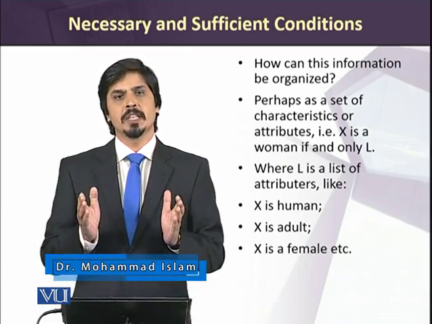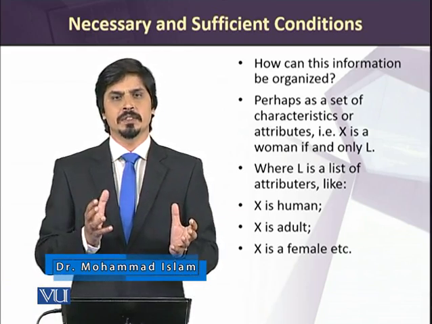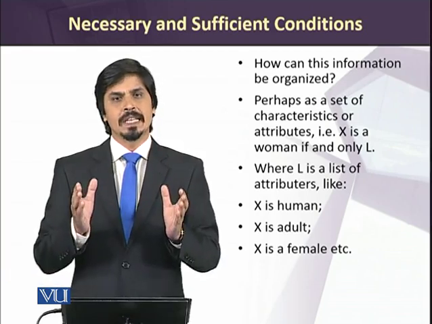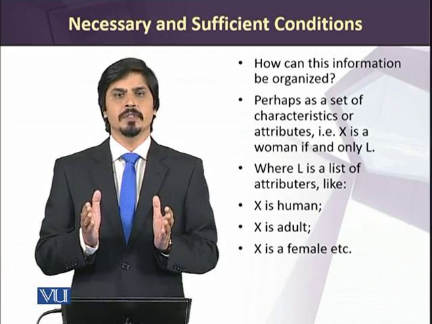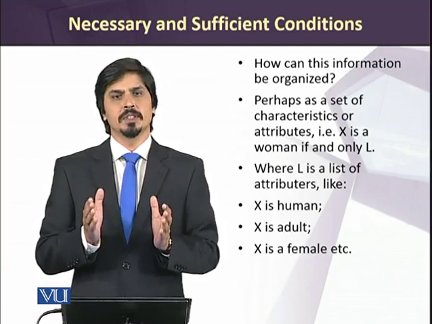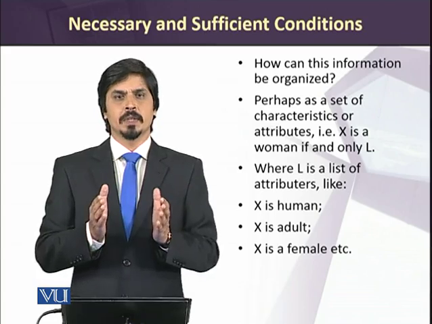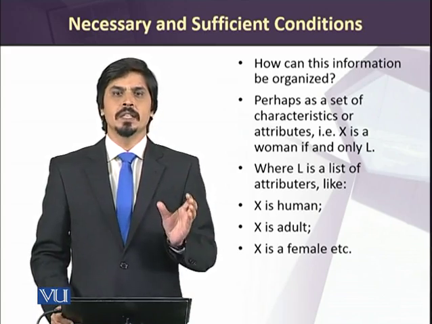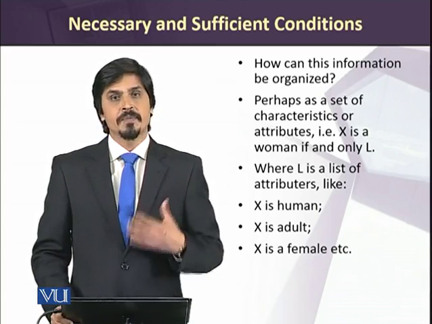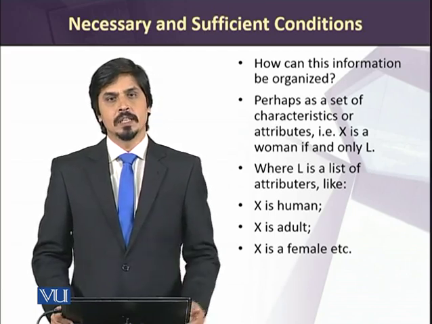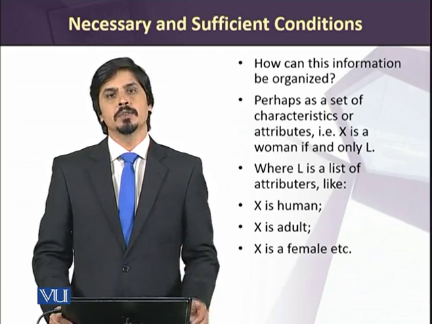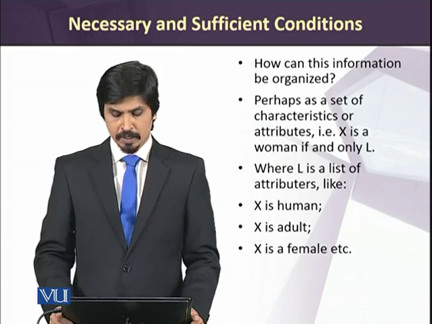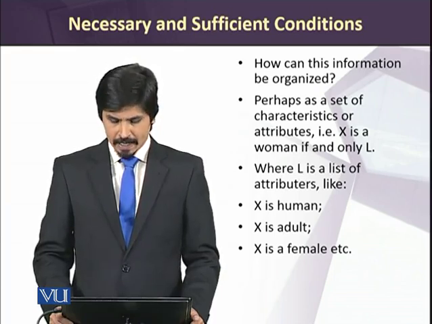How can information be organized in such a concept of necessary and sufficient conditions? It is usually organized in the form of a list of attributes which are necessary or sufficient in order to become a certain concept. As I said previously, let's have a look at the same example. What makes a woman? What attributes are there in order to become a woman? Let's say X is a woman and L is a list of attributes which are necessary to become a woman. In the list you can see that X, a woman, is human, is an adult, and is a female.